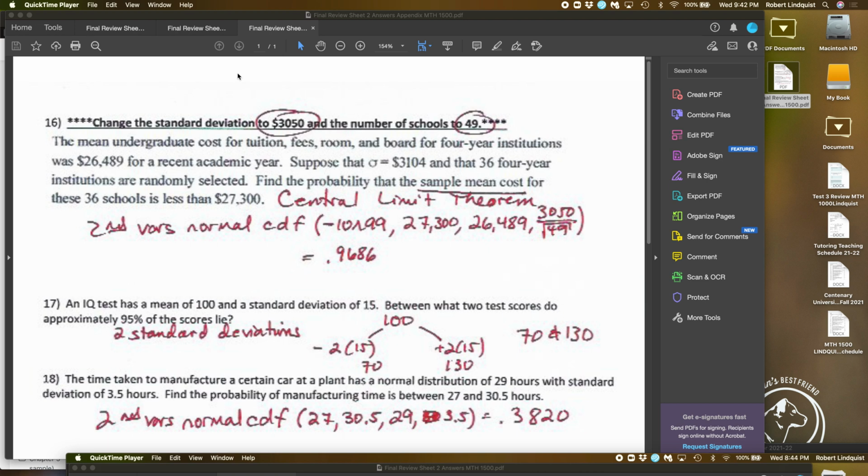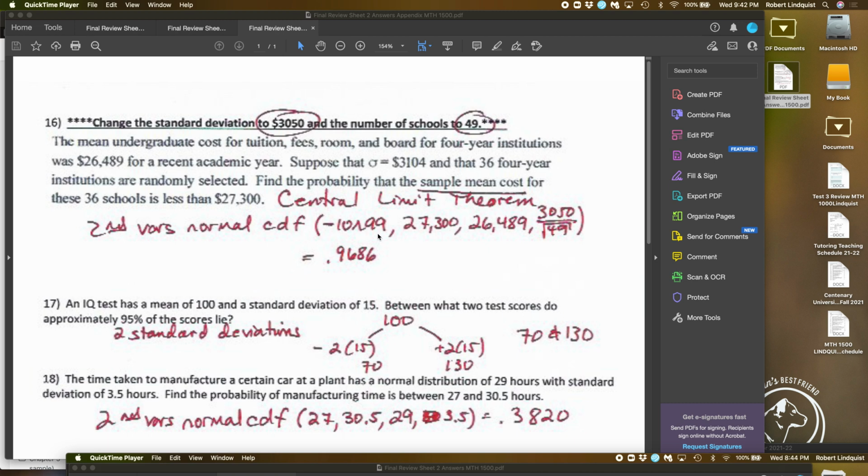Change the standard deviation in this problem to 3,050 and the number of schools to 49. What I noticed right away after reading it is that it talks about sample mean cost. That's central limit theorem, reinforced by the fact that they're giving the sample size with the schools. So I'm going to go with second var's normal CDF, and I want to go less than 27,300.